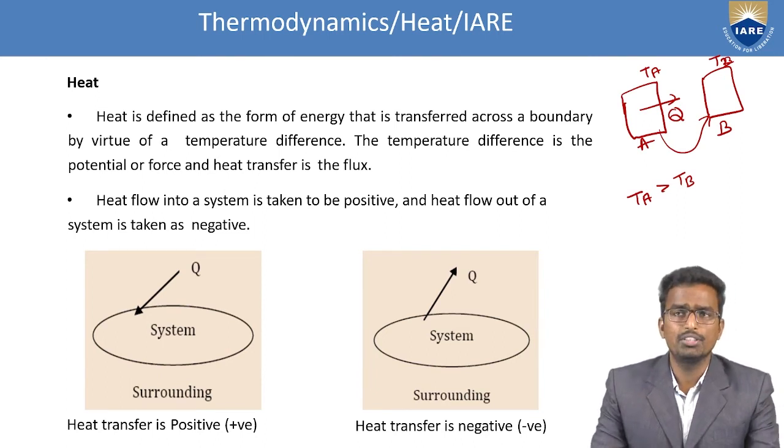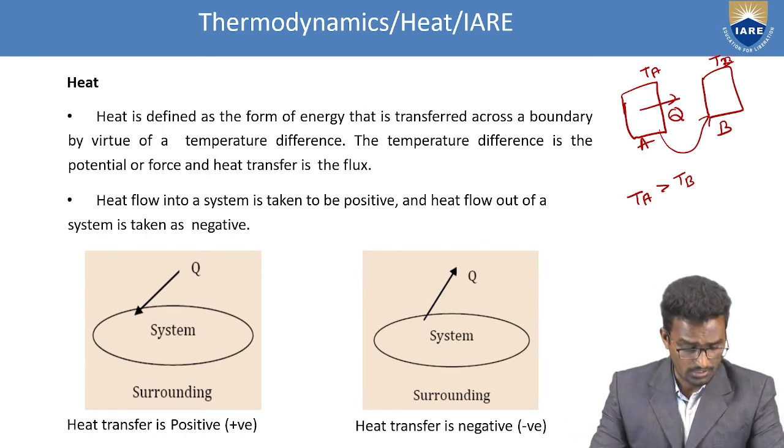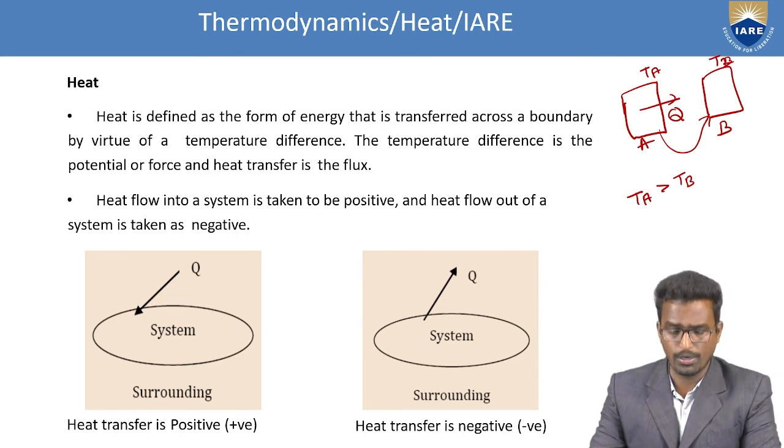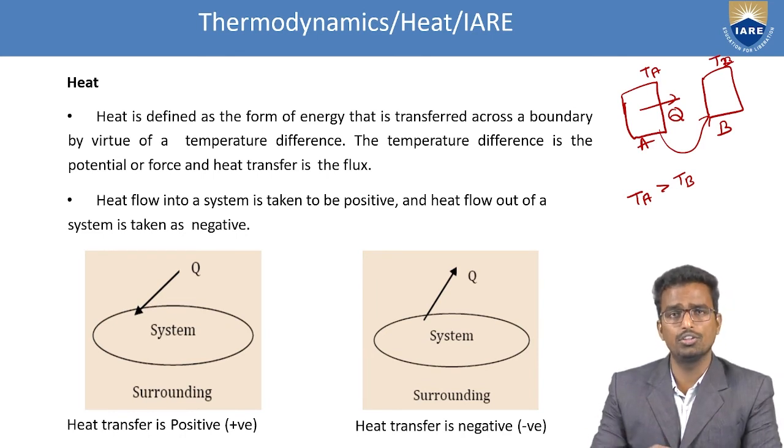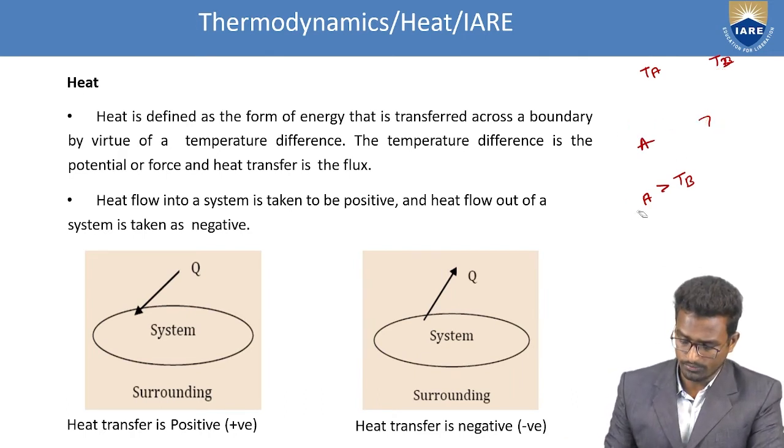The temperature difference we can call the potential or force of the system, and the amount of heat transfer we call the flux. Next, heat flow into a system is taken to be positive, and heat withdrawn from the system is called negative. I will give an example for this.